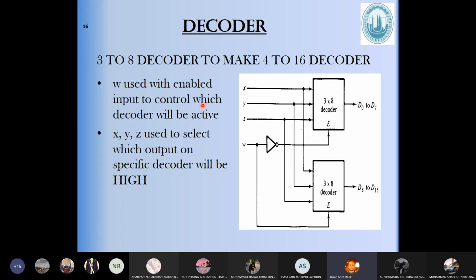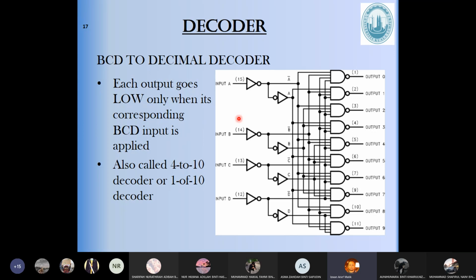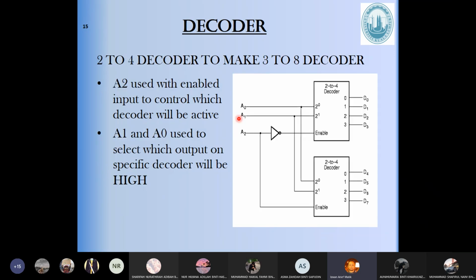Okay, so W will be used as this switch, either the first decoder or second decoder will become high. XYZ will become the input of both of the decoders. Okay. So that is how you combine 2 to 4 with 3 to 8.